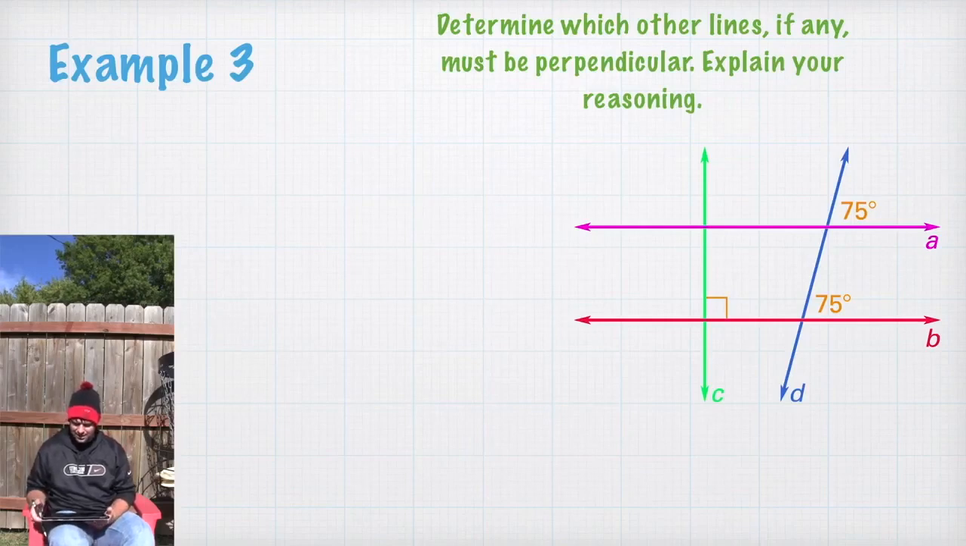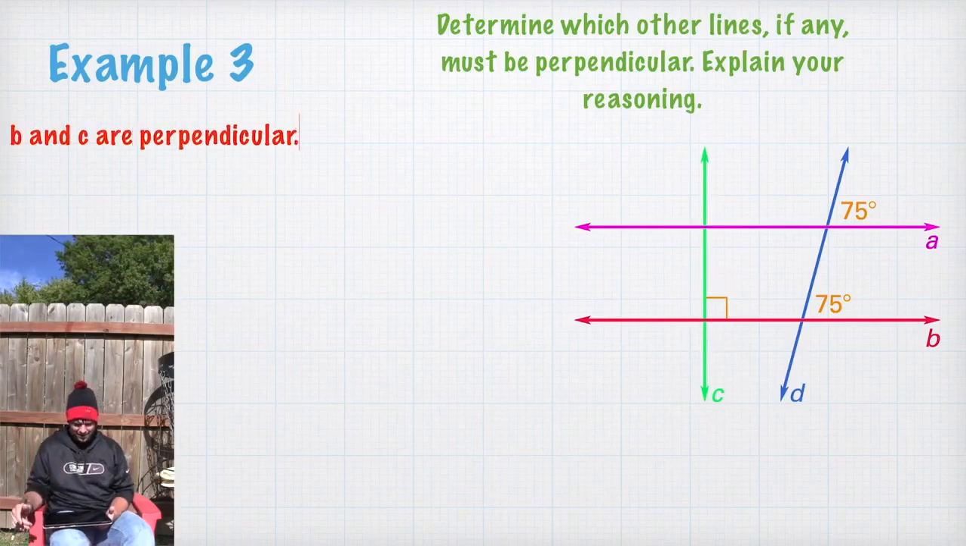Determine which other lines, if any, must be perpendicular. Explain your reasoning. Okay, so first off, we know that line B and C are perpendicular because of this little symbol right here. That's given. So let's just go ahead and write that down.